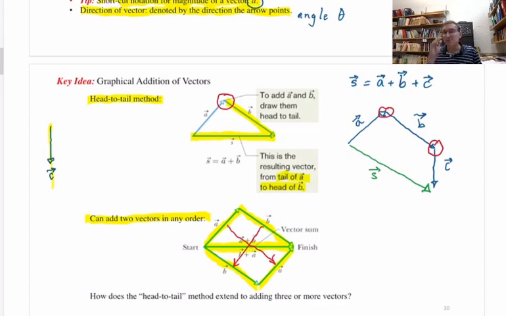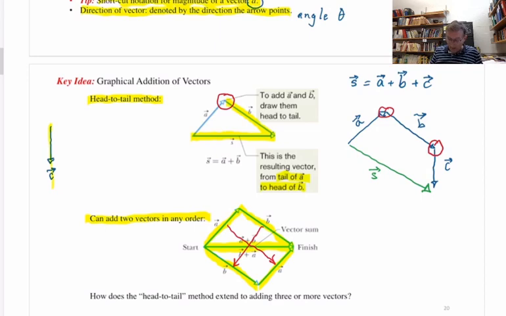Okay? Just put them successively, one after the other, head to tail, and it really doesn't matter what order you put them in, just make sure they are one after the other, head to tail. Then draw an arrow from the tail of the first to the head of the last. And that's the graphical method of adding vectors.